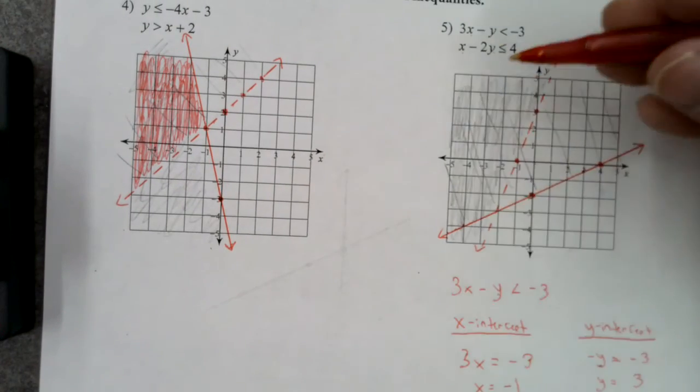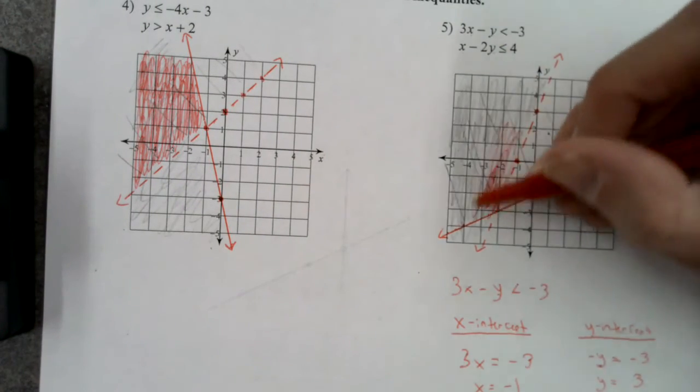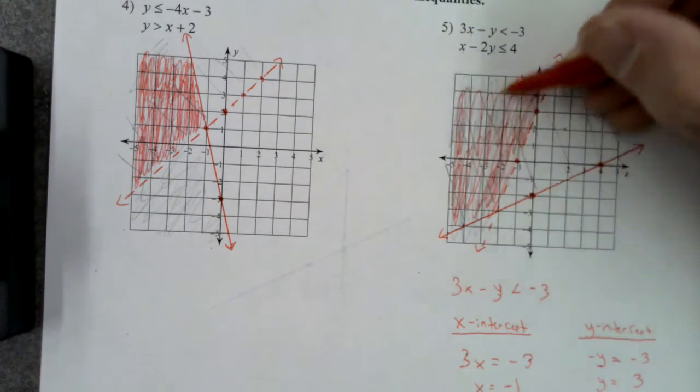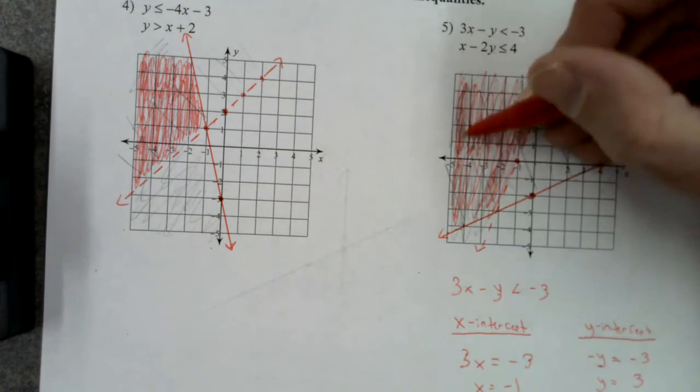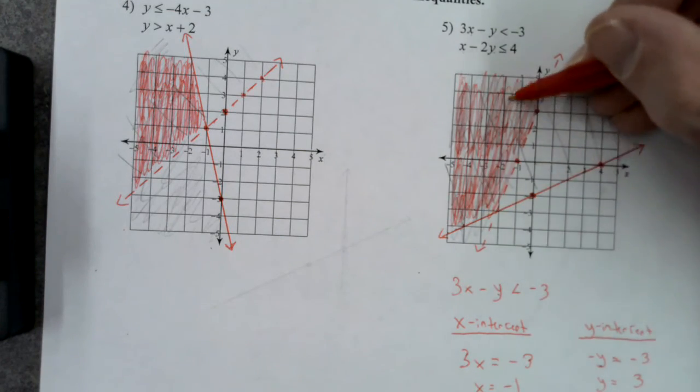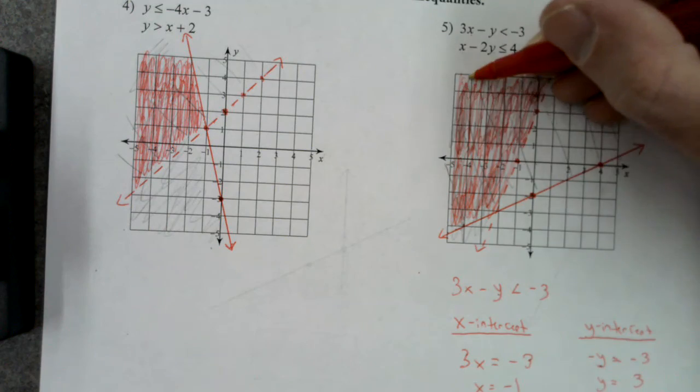That means you want to shade above that line because your test point worked. Now, the final answer is the shading that's in common to both of those lines, which is up here. So make this darker or erase the rest. Just make sure that you clearly show that this is the final answer. So make this nice and dark.